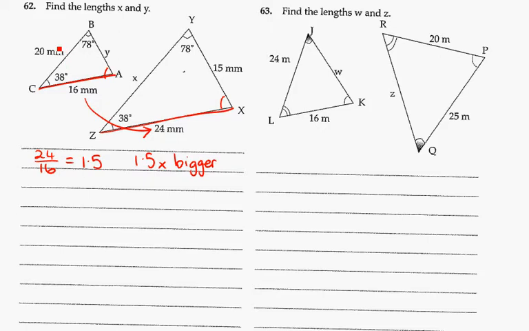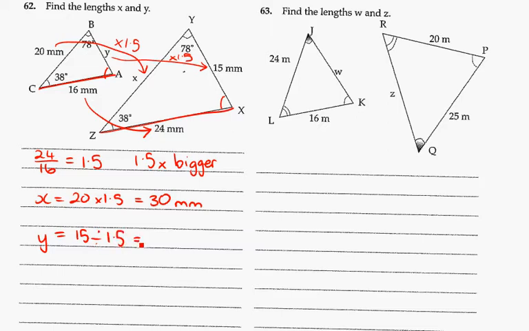So that means if we try this side, 20 times 1.5, x is going to equal, it should be 30, or in millimetres. And clearly y has been multiplied by 1.5 to get 15, so to work out y, we'd have to do the reverse operation, the opposite. 15 divided by 1.5, which gives me 10 millimetres.